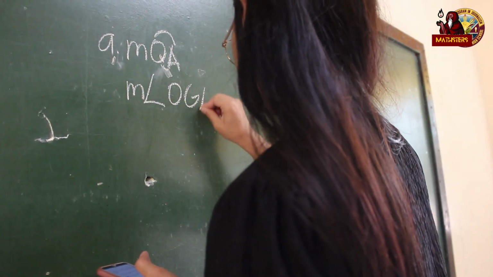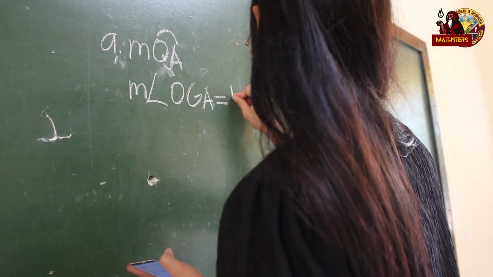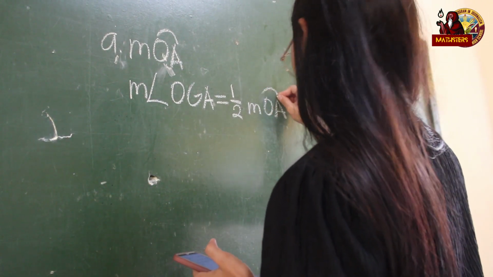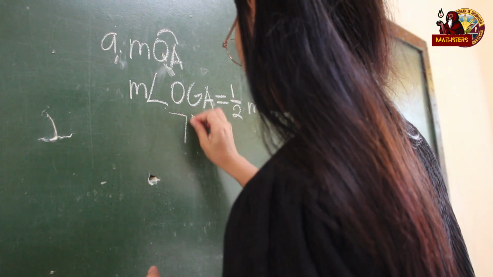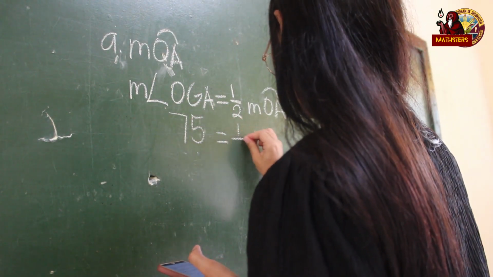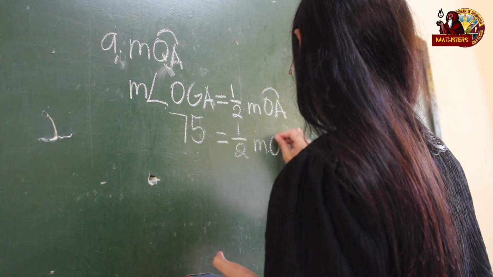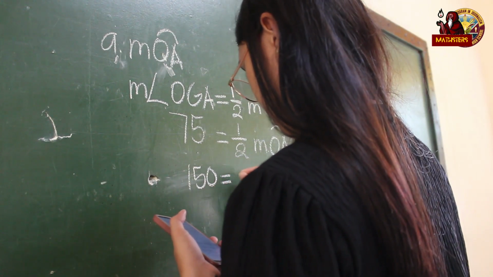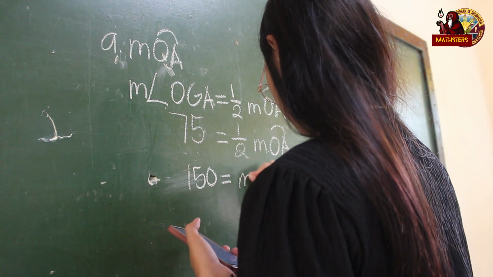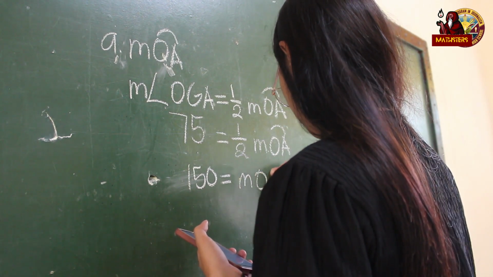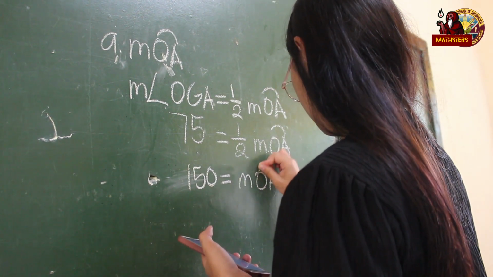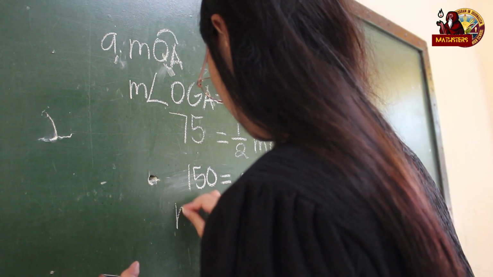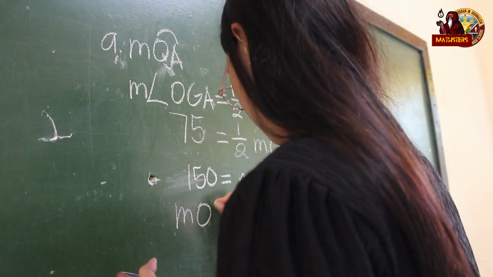Step 1. The equation states that the measure of arc OA is half the measure of angle OGA. Step 2. You substitute the value of 75 degrees for angle OGA. Step 3. The equation is then simplified to 75 degrees equals 1/2 of the measure of arc OA. Step 4. To find arc OA, you isolate it by multiplying both sides by 2. 2 times 75 degrees simplifies to 150 degrees equals the measure of arc OA.